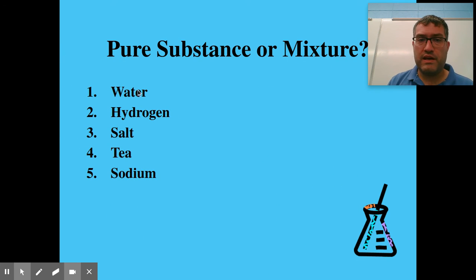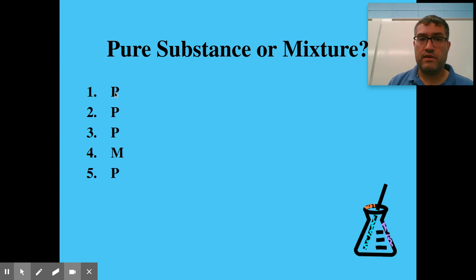So go ahead and, based on these, try to see if you can identify them as being pure substances or mixtures. Water, hydrogen gas, salt, tea, and sodium. This would be a time to pause it. Is it a pure substance? Can you write a formula for it? Or is it a mixture? Can you not write a formula? Again, pause and then check in a moment.